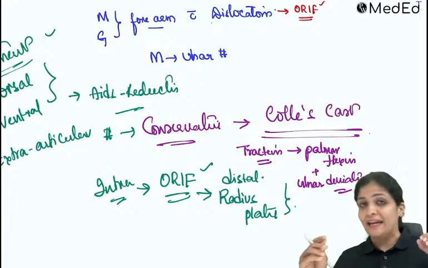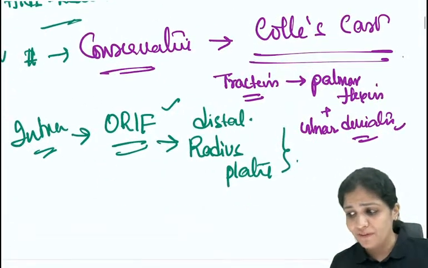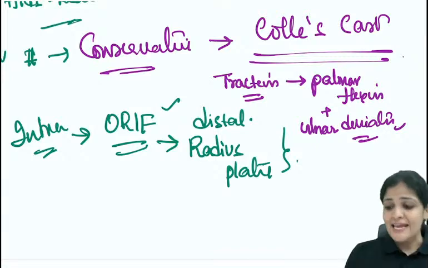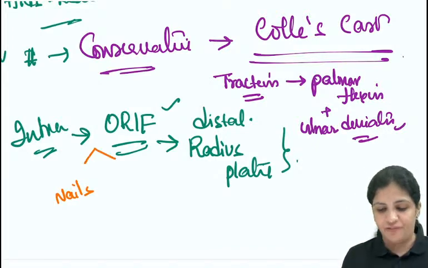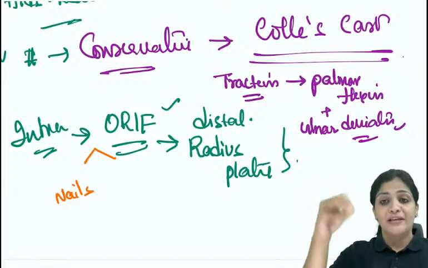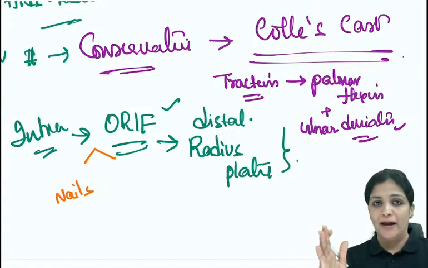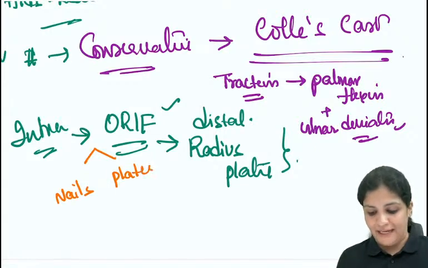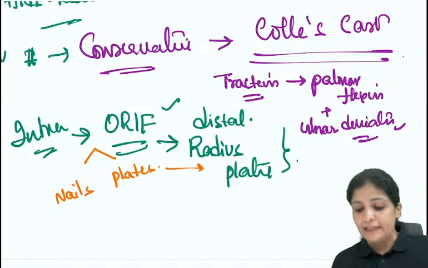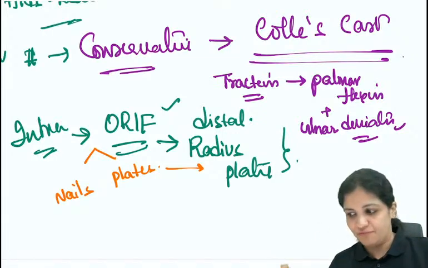And why did I say radius plating? Why did I not use a nail here? Because we have two types of implants, right? We have nails and we have plates. Whenever you want to do internal fixation, that means you're going to fix the fracture by surgery, the implants are broadly divided into two types, nails and plates. So here I have already committed that I'm going to take a plate for this distal radius fixation, right?